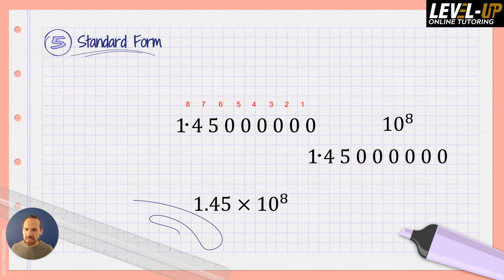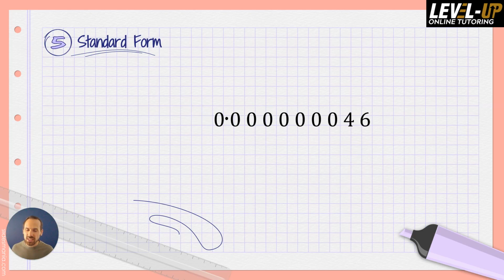concise. And this is not a particularly big number to begin with, but when you have really big numbers, like say in astronomy, where you're dealing with like the size of the universe or something, this is really handy. So you don't have to write really long numbers. You can put them in this nice concise form. And we can do the same thing with really small numbers like this.